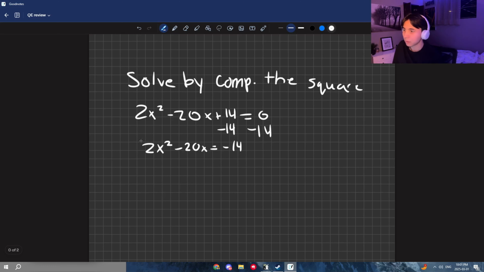Now, all we're going to do is put these in brackets, and factor out whatever's in front of the x squared term. Since we have 2 in front of the x squared term here, we're going to factor out a 2. So we're going to get x squared minus 20 divided by 2, which is 10x, is equal to negative 14.